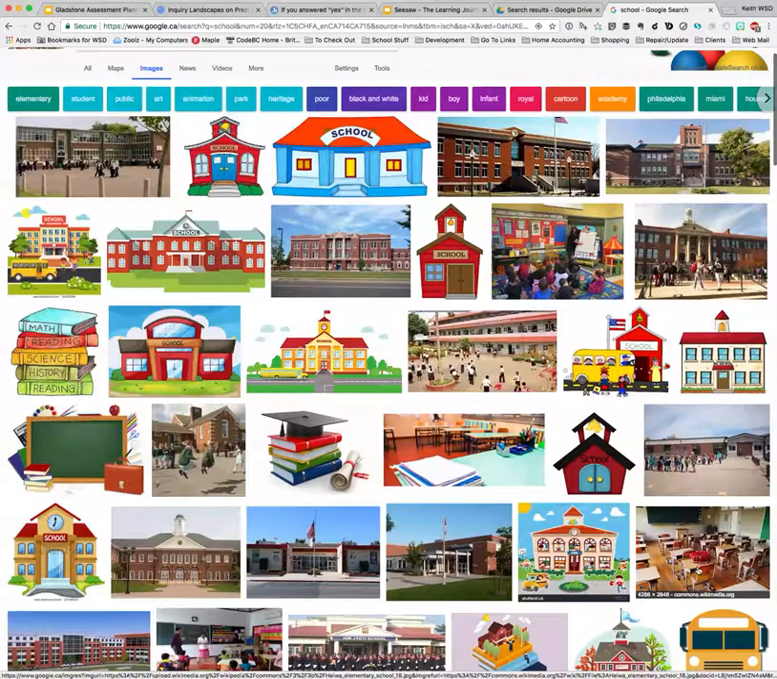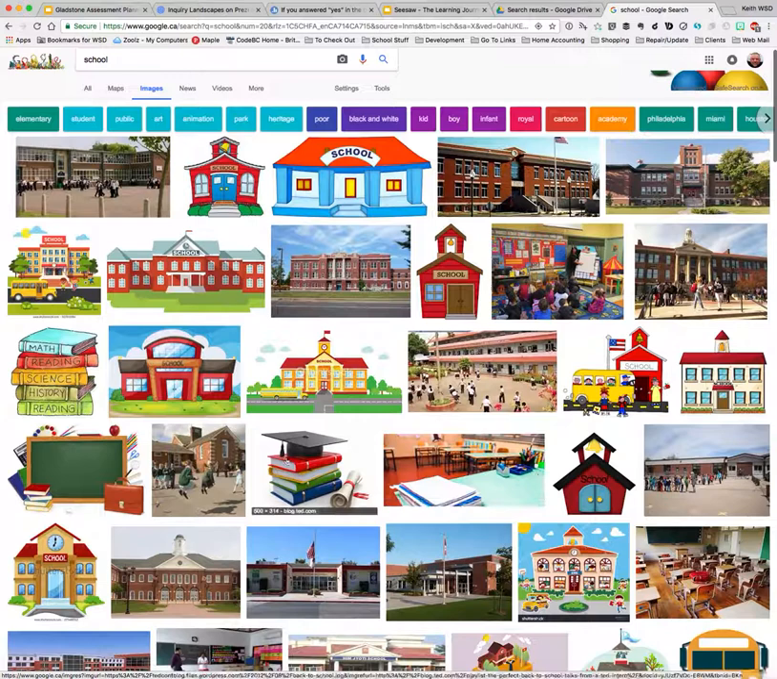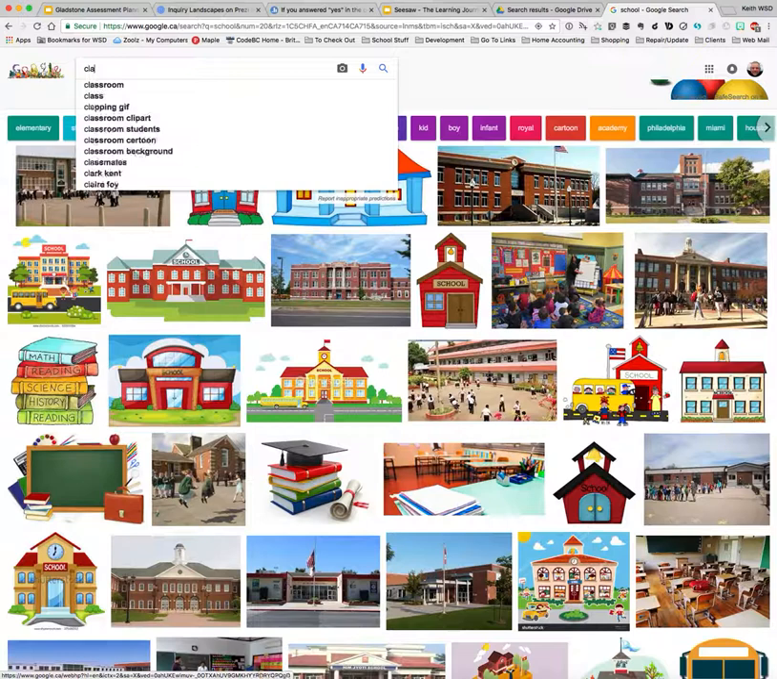Rows, desks, fairly traditional looking classrooms right here, fairly traditional looking kinds of implements, traditional looking schools, really. Let's take a look at what it looks like when we type in classroom.